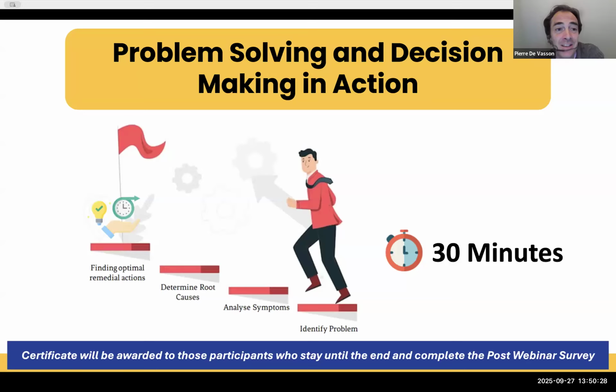We are still internally debating whether root causing is proper English, but basically we need to determine the root causes of this symptom. And then when the root causes have been found, the next step is to make a decision to propose remedial actions and to implement them. So it's actually a proper process.